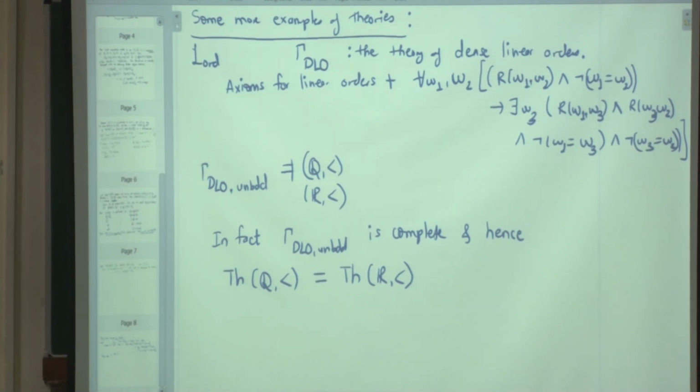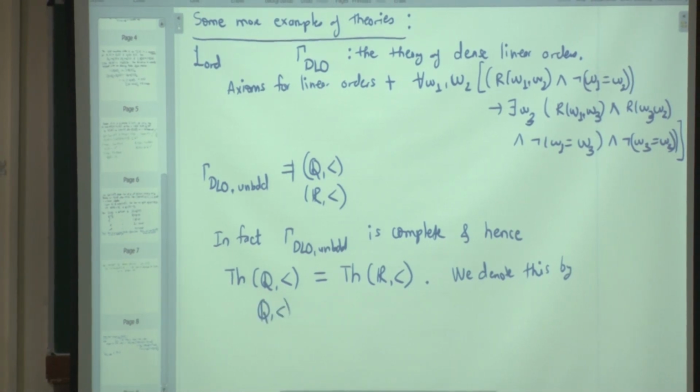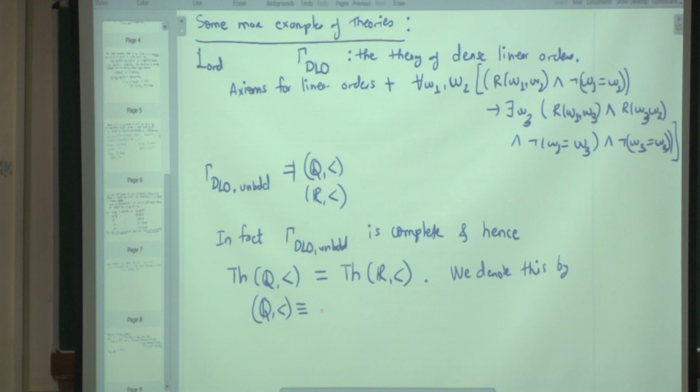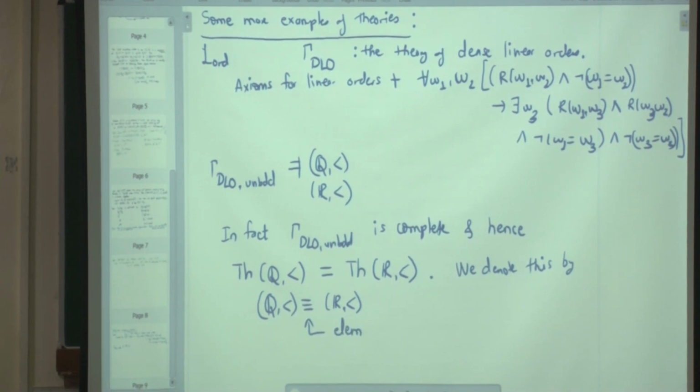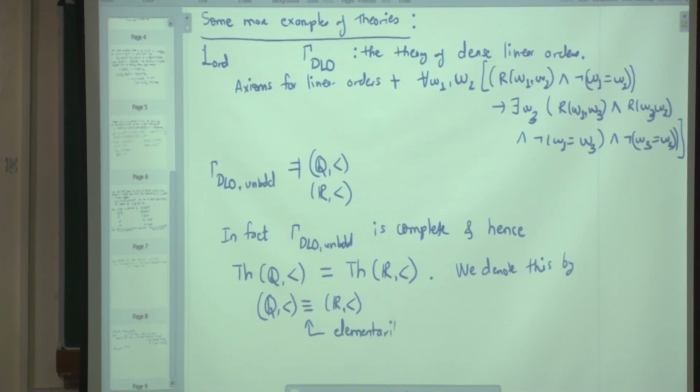Yeah? So this is what we denote by Q less than triple equivalent to R less than, and this is read as elementarily equivalent. Structures: if two structures have the same theories, then we say that they are elementarily equivalent.